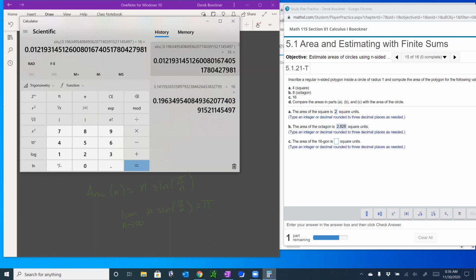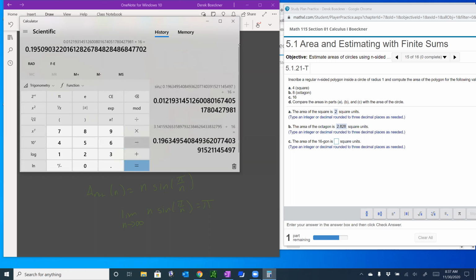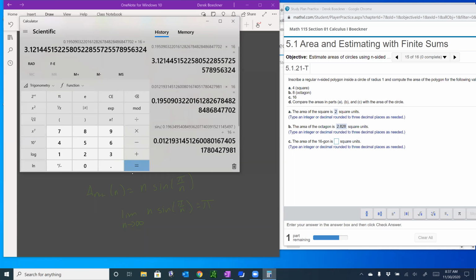Why is it dividing it by 16 again? I don't know how to use this. This isn't a nice calculator. So we'll multiply it by 16. And then we'll multiply it by 16 again because it seems to have divided by 16 an extra time right there. And that's close to pi.